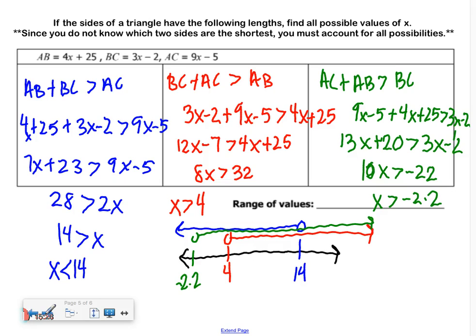So for an inequality, you look where all lines intersect. So this area right here, you guys see that's where all 3 lines are? So then our range would be between 4 and 14. Perfect.